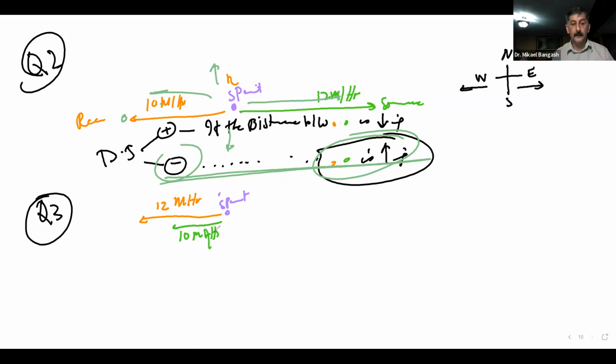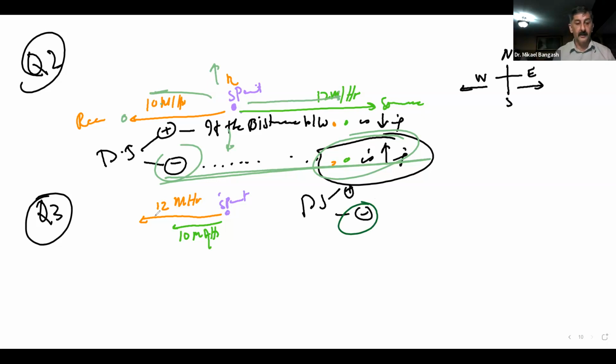Now, some of you may be scratching your heads and asking: is this a positive Doppler shift, or is this a negative Doppler shift? Well, dear, it's a negative Doppler shift, because we both started at the same point.